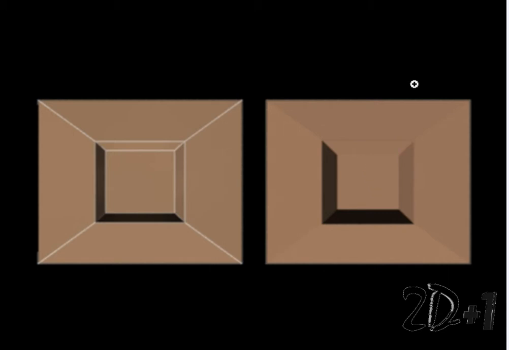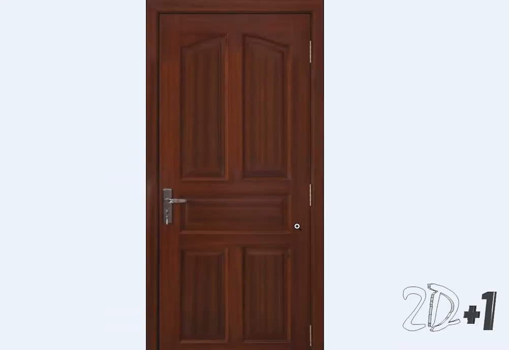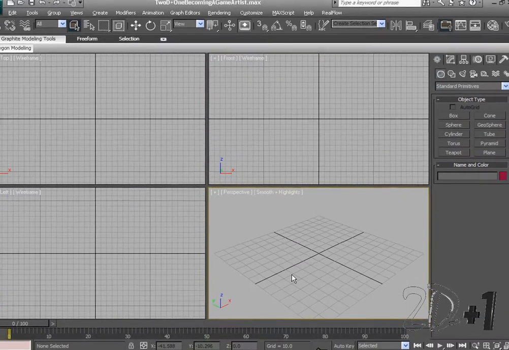Okay, and this is the reference piece for the model that we'll be making today. It's just a simple wooden door. That's all I looked up in Google Images was wooden door, and I found this, and I think this will work nice. So let's open up Max.